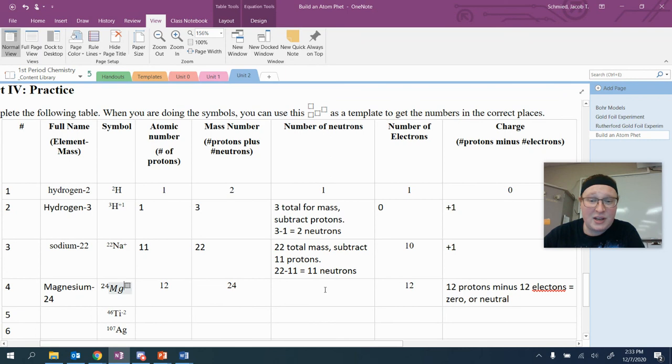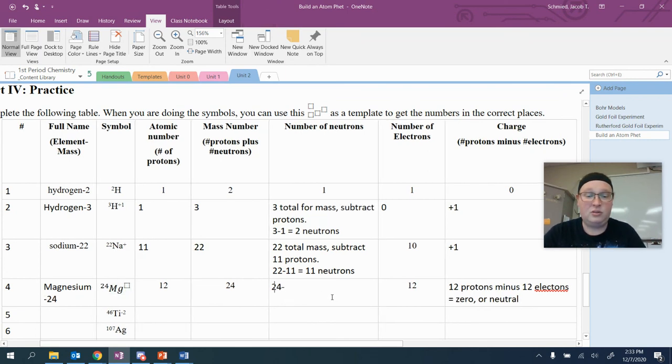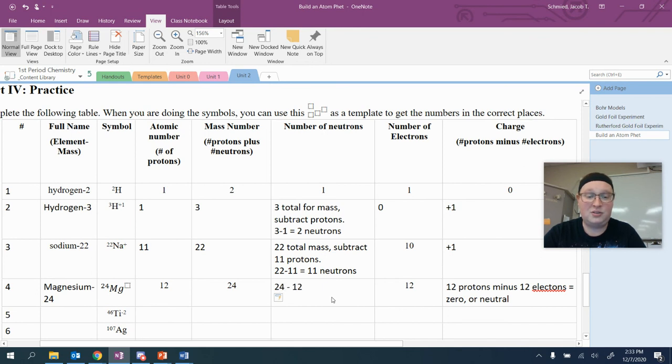Last thing I'm going to fill out here is my number of neutrons, same subtraction. 24 minus 12 gives me 12 neutrons.